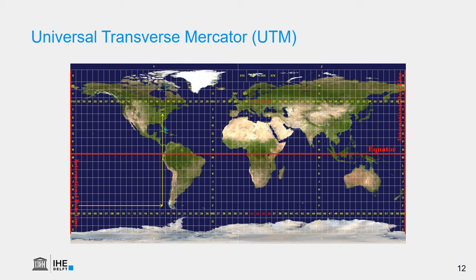Depending on your location, you need to use a different datum. So in the US you use the North American datum. In Europe we use WGS 84, and in Africa around the equator and East Africa we use the ARC 1960 datum. Later in this lecture you will learn what a datum is.